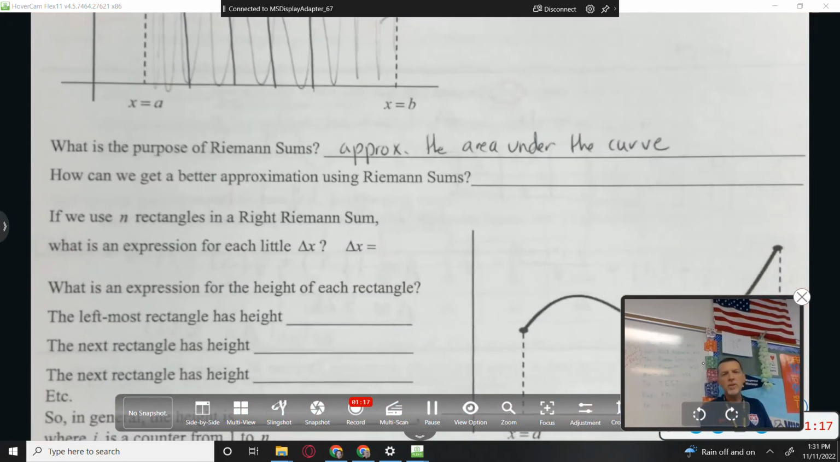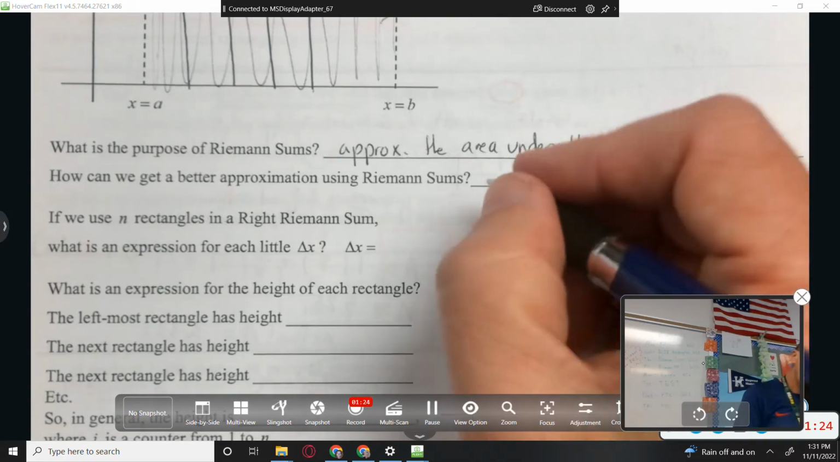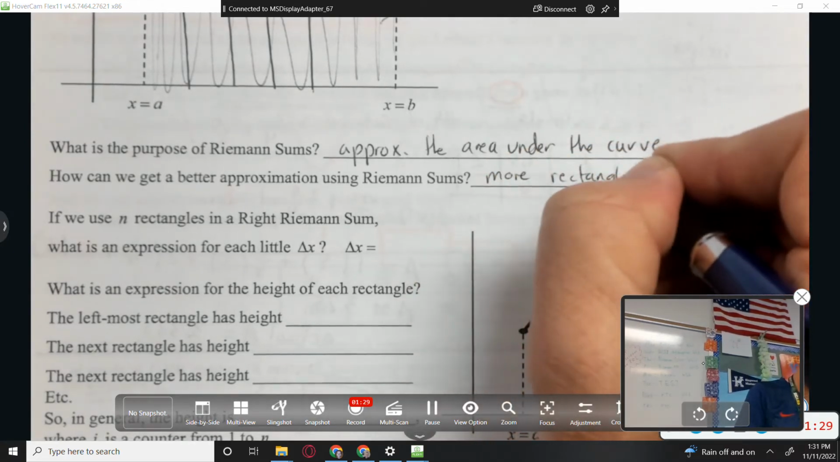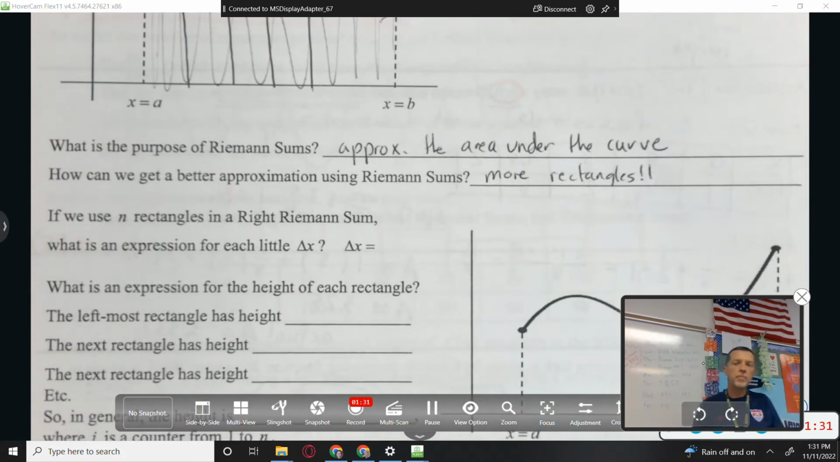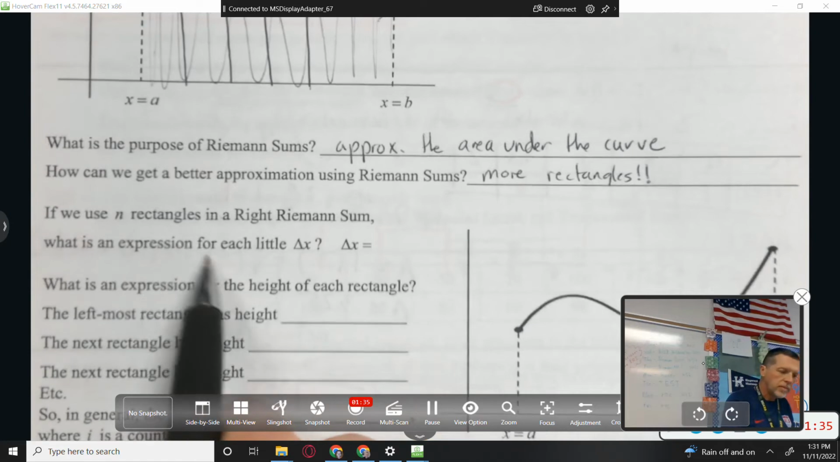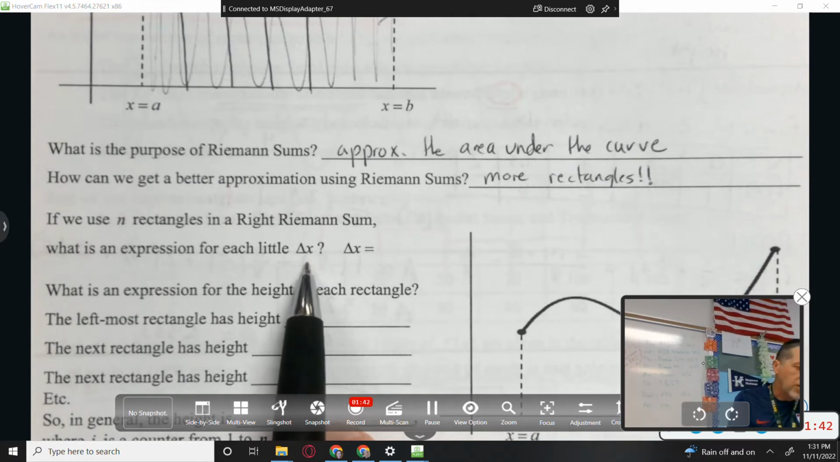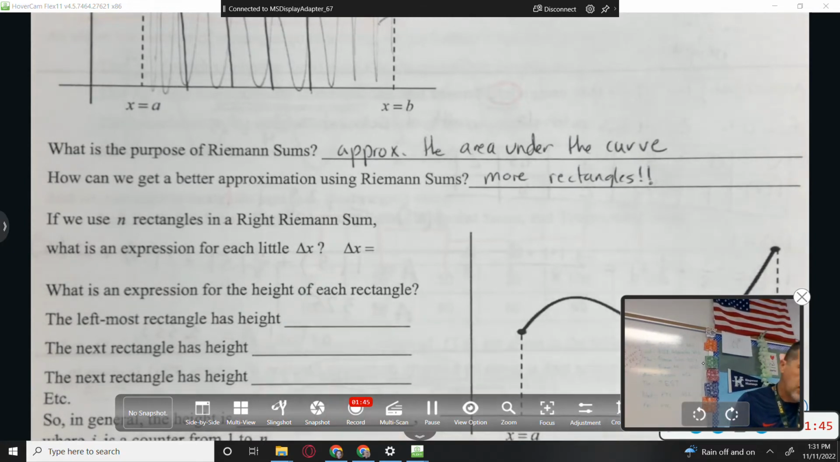I think we've mentioned this. How can we get a better approximation using Riemann sums? More rectangles. More rectangles. If we use n rectangles in a right Riemann sum, what is an expression for each little delta x? Okay, so let's put in some rectangles on this picture over here.